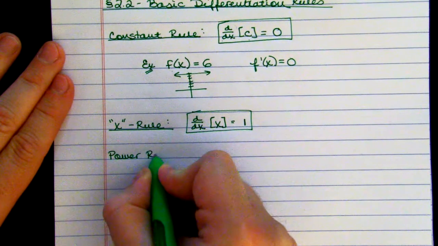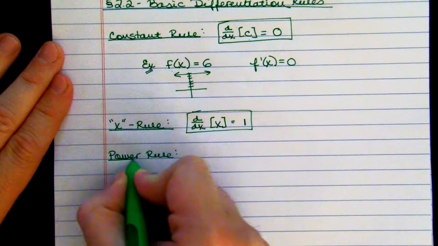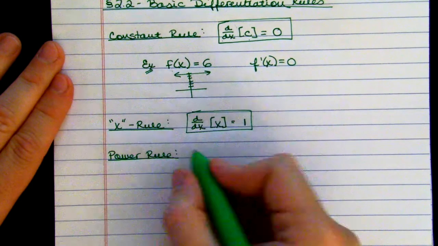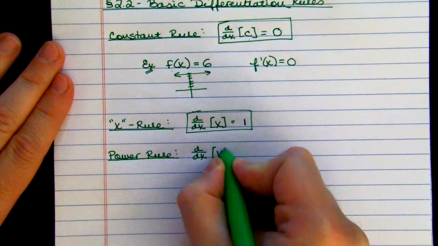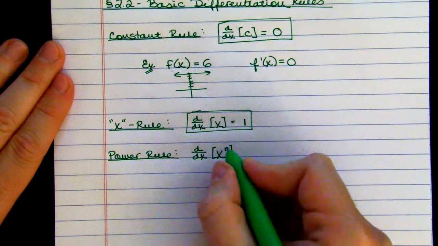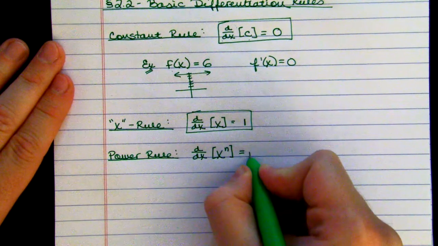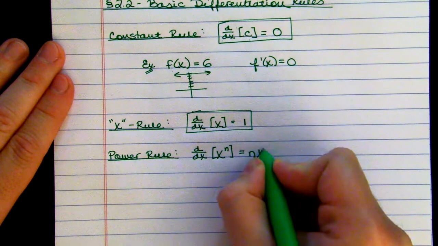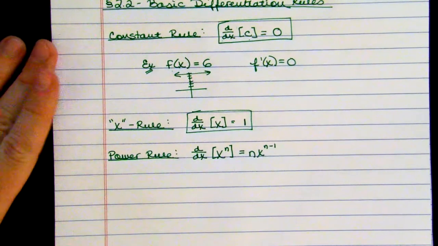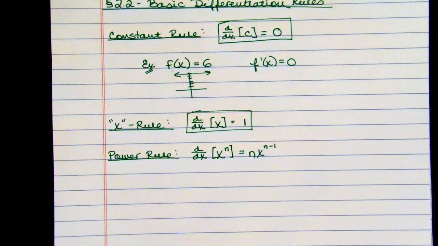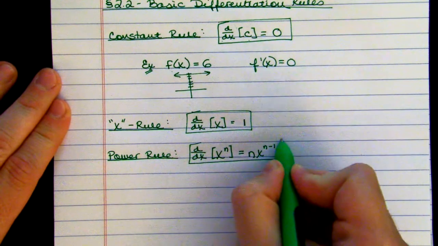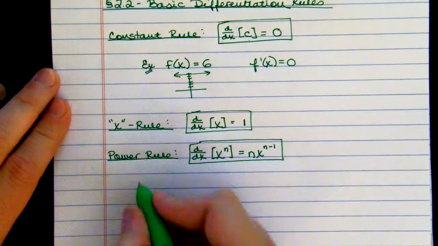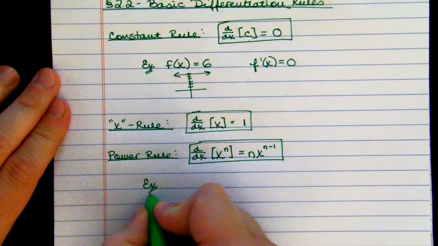Now, the power rule, and this is a big one. The power rule says, if I want to do the derivative of x raised to the n, this is going to equal n times x to the n minus 1. The derivative of x to the n is n times x to the n minus 1. Let me show you how we can use this. Later, I'll show you where this comes from.